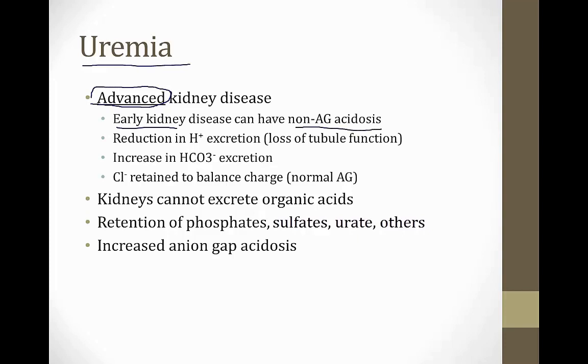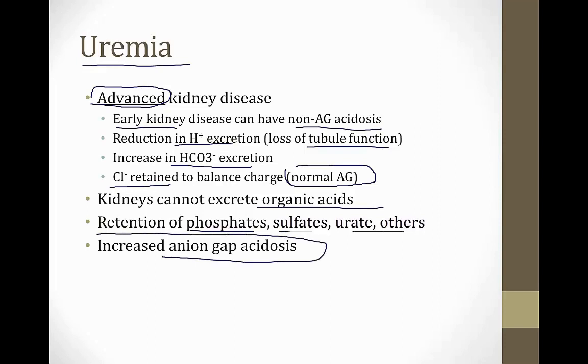The reason for this is because the tubules aren't working in early kidney disease, so they don't excrete hydrogen ions like they're supposed to. This means that more bicarb goes out in the urine, and then the body retains chloride to balance the charge. This gives you a normal anion gap. In later, more advanced kidney disease, you cannot excrete organic acids, so you retain things like phosphates, sulfates, urate, and other anions, and this increases the anion gap. But it has to be advanced kidney disease, and it's usually associated with other uremic symptoms like pericarditis and confusion and hyperkalemia.